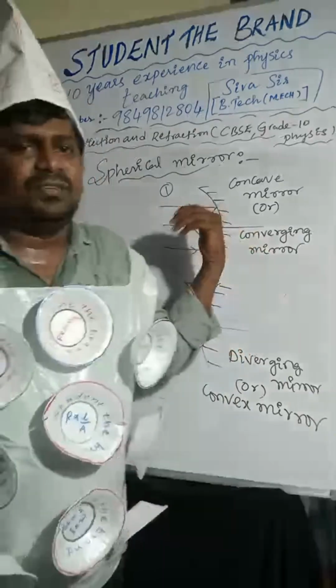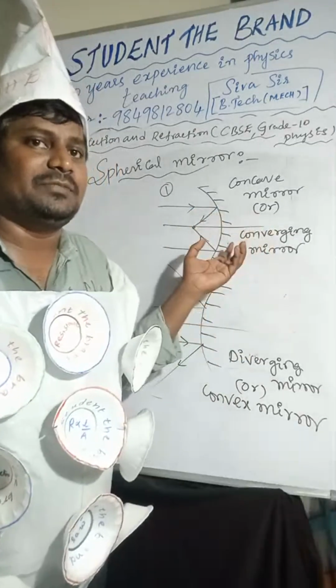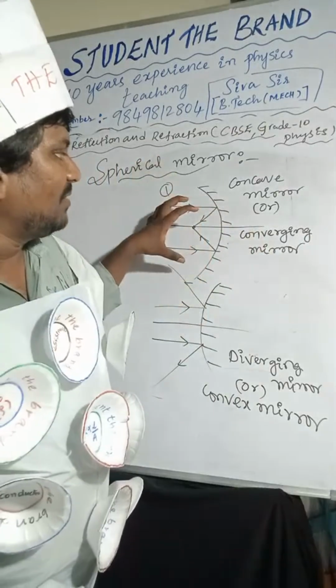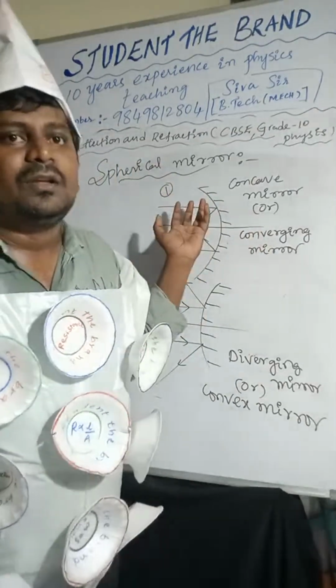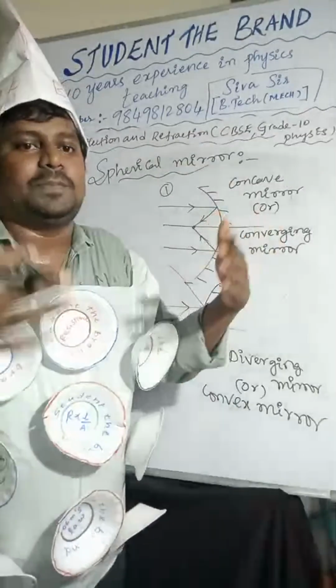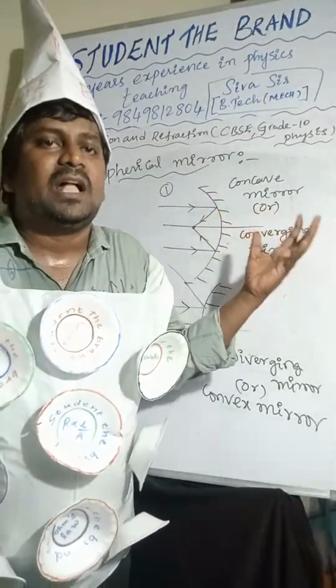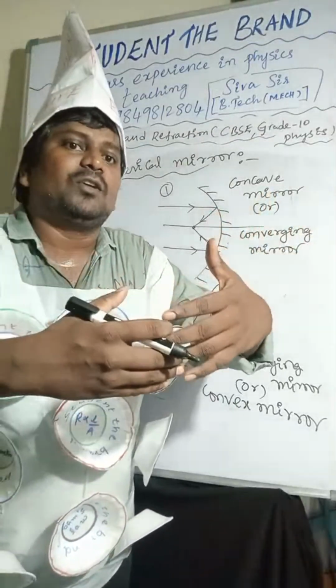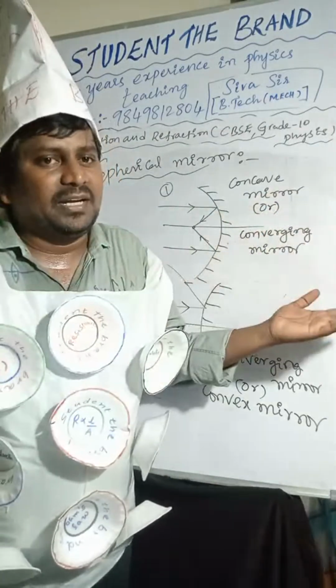So we are talking about converging or diverging. That's why I'm explaining. If the light rays are converging towards the principal axis, we are talking about it in relation to the principal axis. After being incident, the light rays will move towards the principal axis. So that's why it is converging.